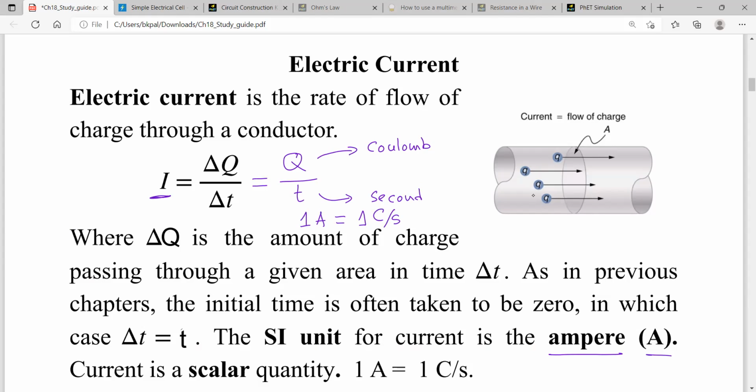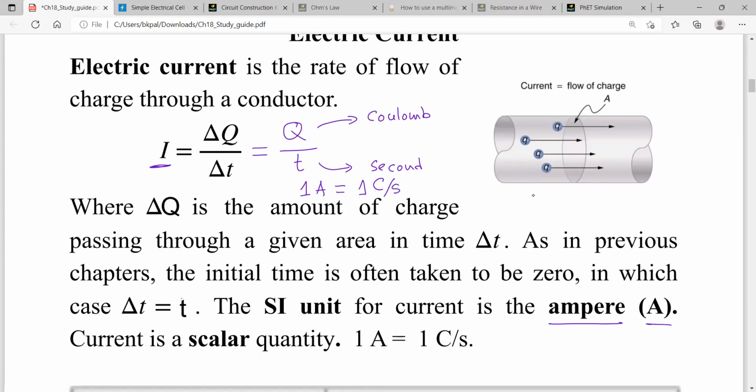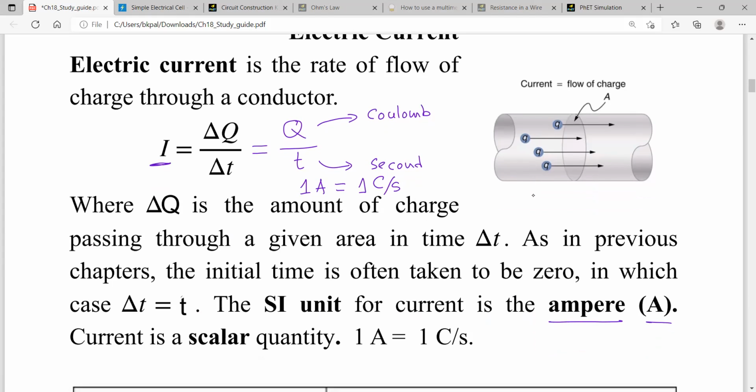And it's a scalar quantity. Many students make a mistake because they think that it is a vector quantity since it flows in some direction. Although it flows in some direction, it's not a vector quantity, it's a scalar quantity. Remember that. Current is a scalar quantity, and in the next slide I'm going to tell you the direction of the current.